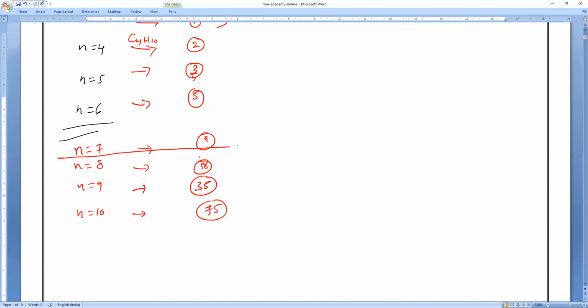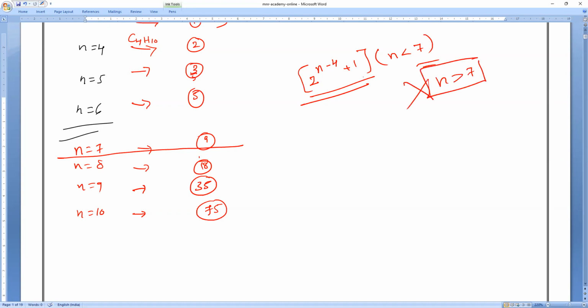So up to n equals 7, we are having a formula. What is the formula, everybody? 2 power n minus 4 plus 1. So this is the formula we will use only up to n less than 7. If n is greater than 7, this formula is not applicable. There is no formula once n is greater than 7.